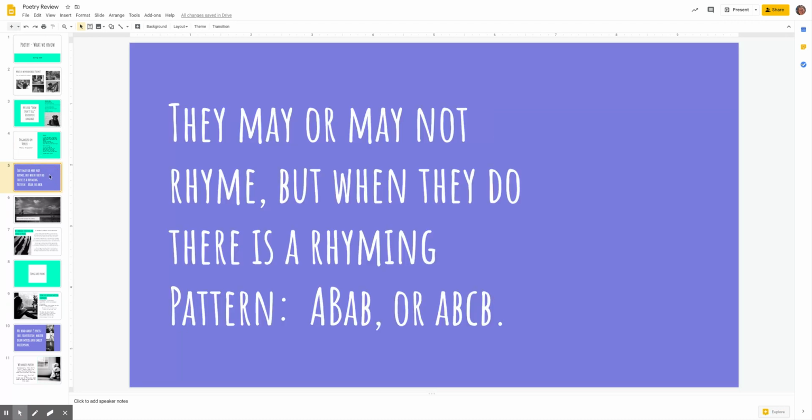We know that poems may or may not rhyme, but when they do, there is a rhyming pattern, like A B, or A B C B, and that means the last word in the line of the poem, how they rhyme.